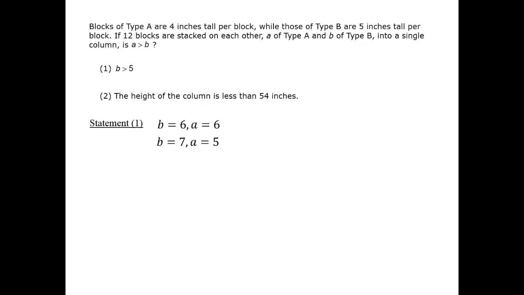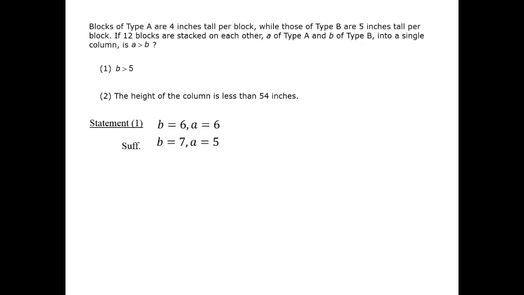In another possible case, B is 7 and A is 5. Again, the total number of blocks is 12. In this case also, the answer to the question, is A greater than B, is no. And B only goes up in the other possible cases with A going down. Hence, we will have sufficient information to answer the question definitively.